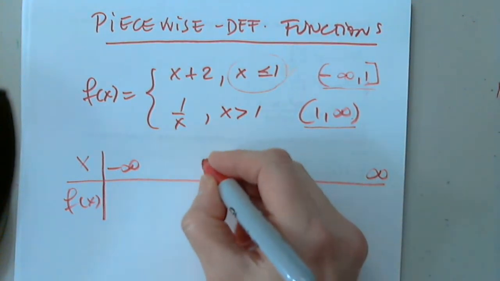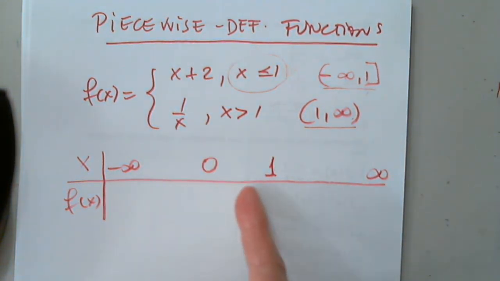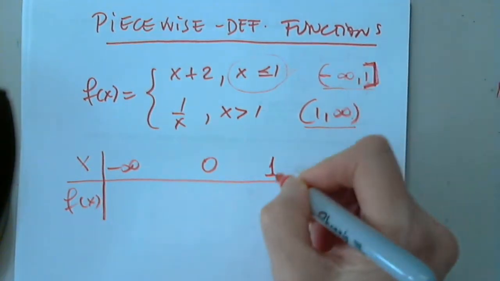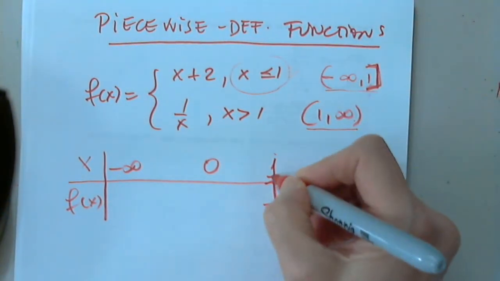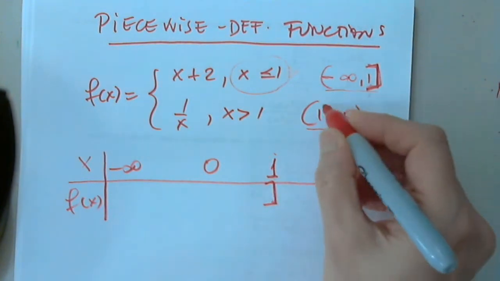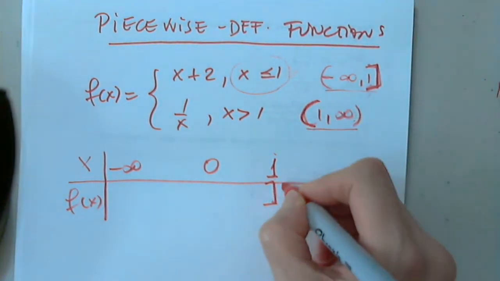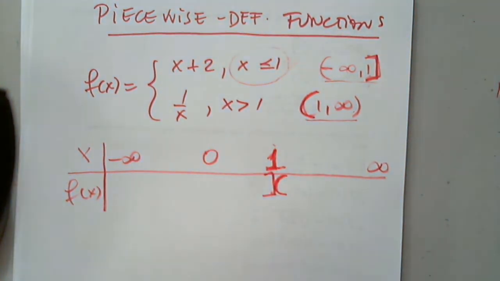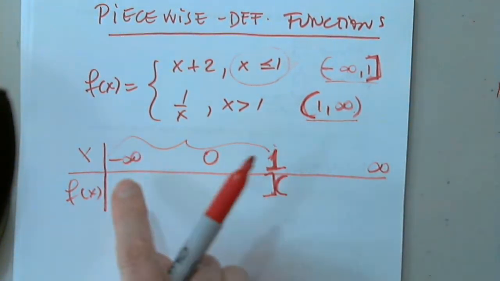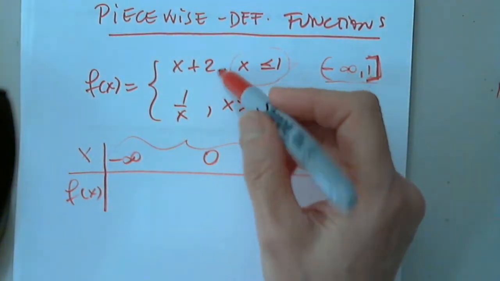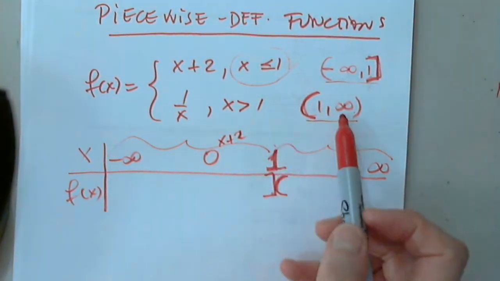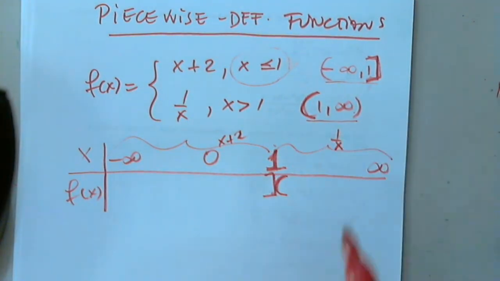Of course, 0 has to be in the table. These have to be in ascending order. At 1, I have a bracket facing left exactly underneath 1. And a parenthesis facing right exactly under 1. Why? Because this piece of the real line uses x plus 2. And this piece of the real line uses 1 over x.